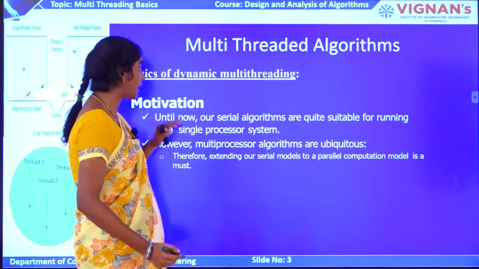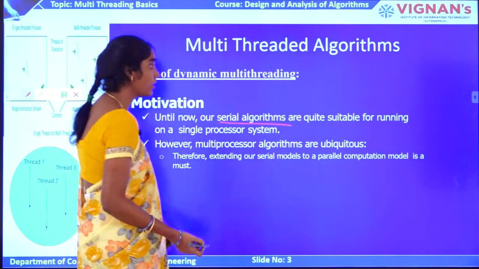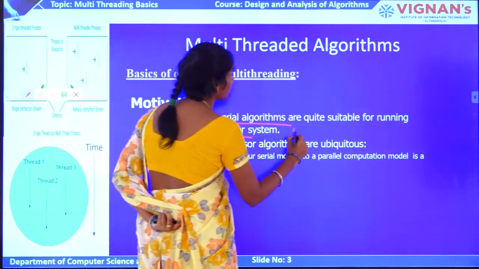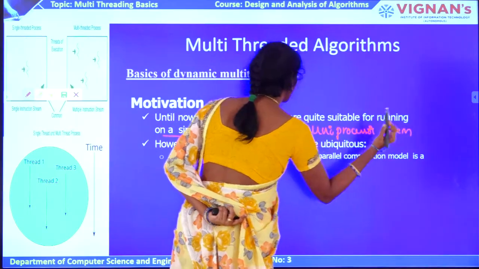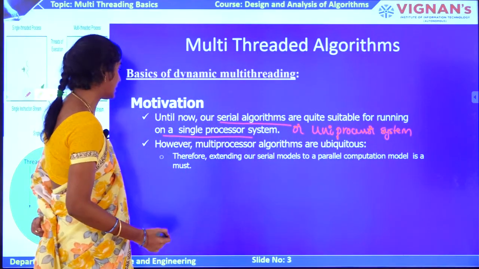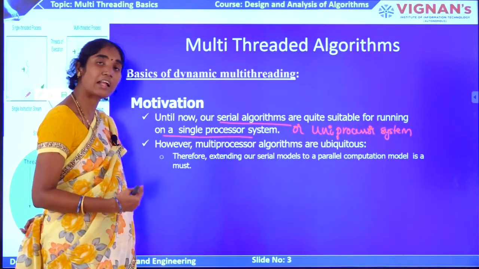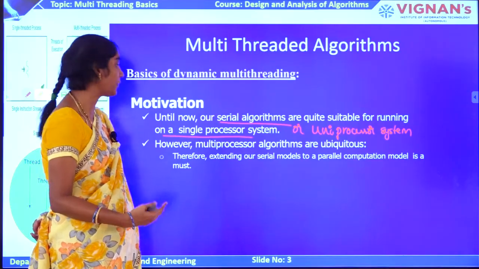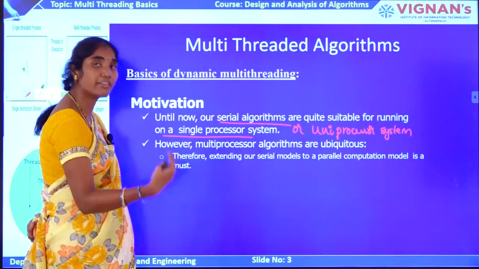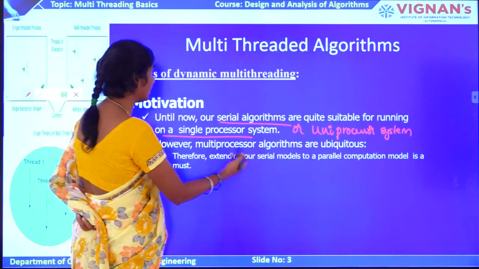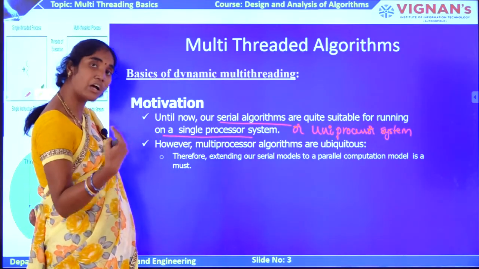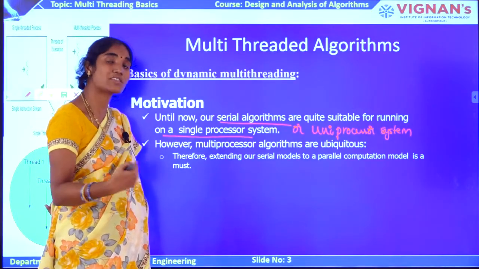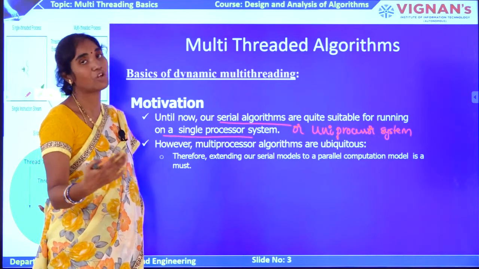So until now we have seen serial algorithms, right? They are quite suitable for running on a single processor system or a uniprocessor system. Now however, multiprocessor algorithms are ubiquitous. Ubiquitous means they generally happen, or they generally exist, right? So our main motto is to extend the serial applications or serial processing applications to multiprocessing applications.